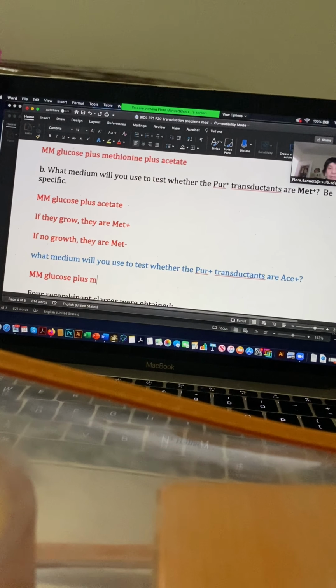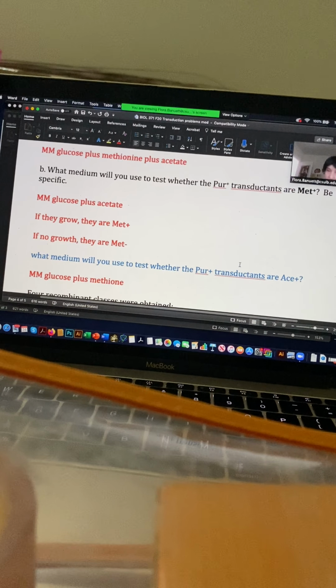plus methionine, because this is testing for ACE plus, independent of this one. So the previous ones, you have two classes. You have met plus and met minuses. Now you're only taking the pure pluses, okay? And then you're asking, are they met plus or met minus in this one? So this is the medium that you use. If they grow, they are met plus. If they do not grow, they are met minus.